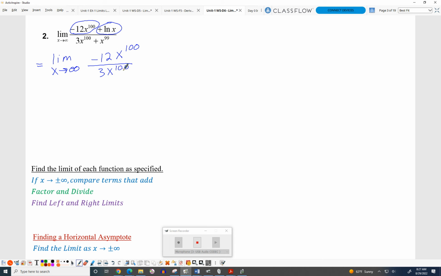Next line, we can break it up. So now we have negative 12 over 3 multiplied by x to the 100 over x to the 100. You don't have to write both the blue and the green, but you need to have one of them written as I have shown on the board.